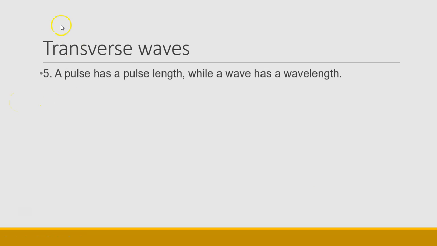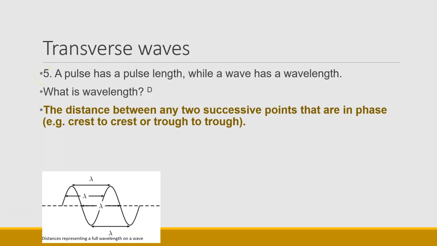The fifth point is that a pulse has a pulse length, while a wave has a wavelength. A wavelength is a very important concept, and you need to know this definition word for word, including the part in brackets. The definition of a wavelength is the distance between any two successive points, meaning one after the next, that are in phase, meaning that they're in the same position on the wave. For example, the distance from crest to crest, or the distance from trough to trough.